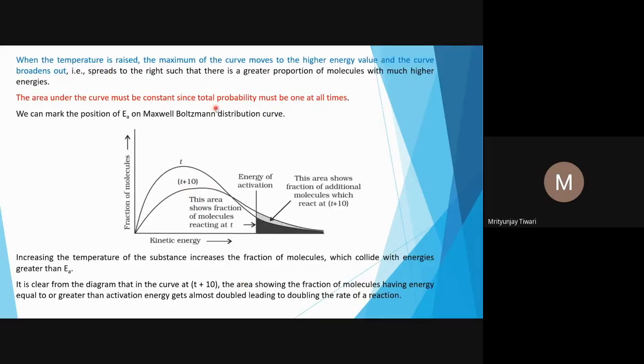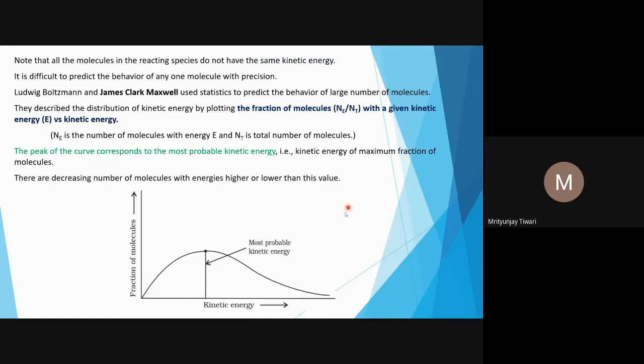This is a very common sense thing you might understand very easily. When the temperature is raised, the maximum of the curve moves to the higher energy value, and higher energy value means higher kinetic energy value. So this maximum at the temperature T plus something will be here. The peak will move to here and it will also get broadened.